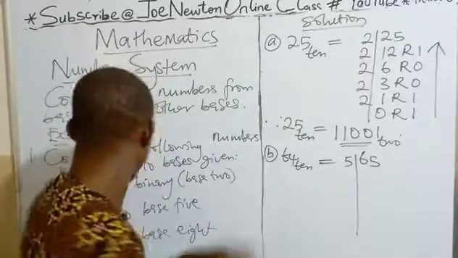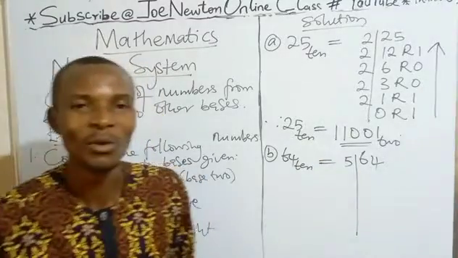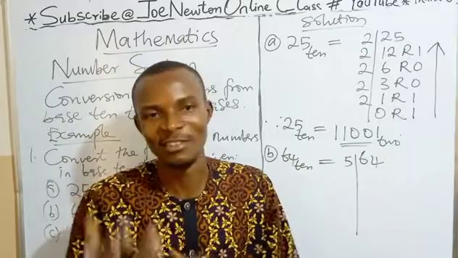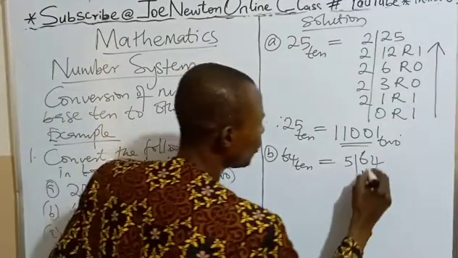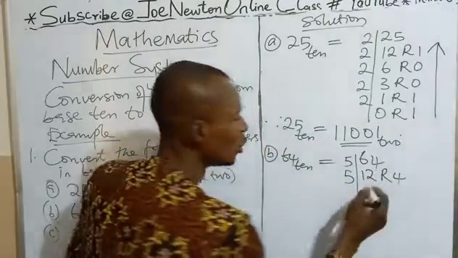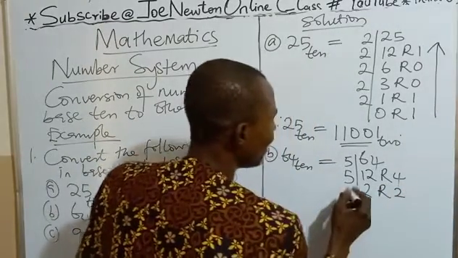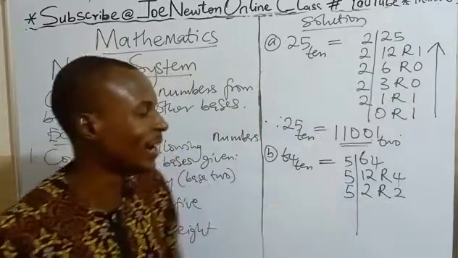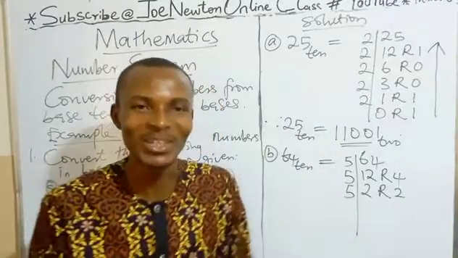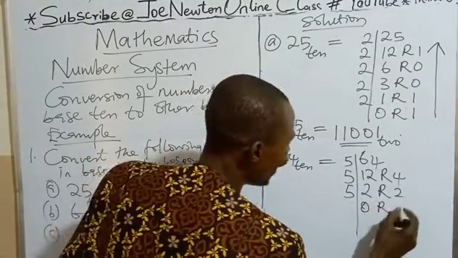The question is 64. Now 5 divides 64. You will agree with me that 5 divides 64 you get 12, because 5 times 12 is 60, remaining 4. So we have 12 remainder 4. Then 5 divides 12 gives us 2, because 2 times 5 is 10, remainder 2. Then 5 divides 2, because this 2 is less than 5, it is already suitable for the base we are converting to. So we write 0 remainder 2.